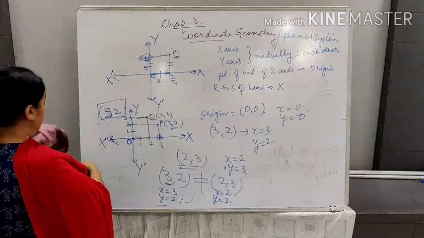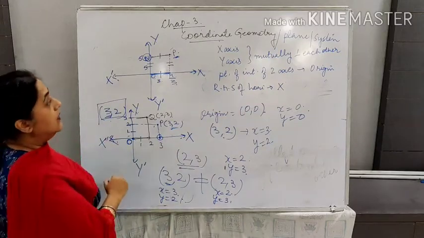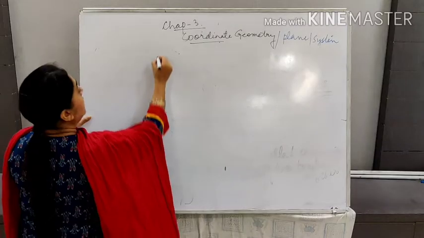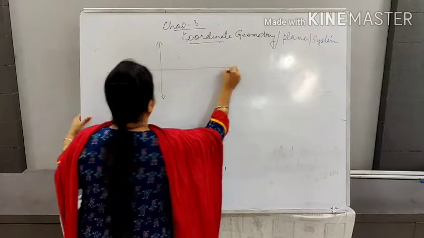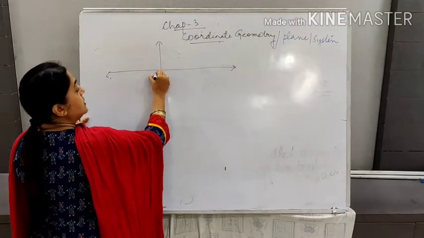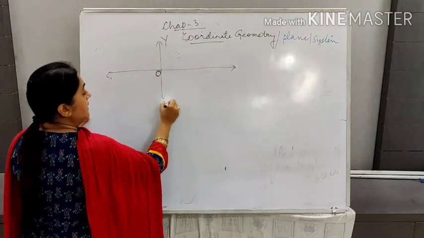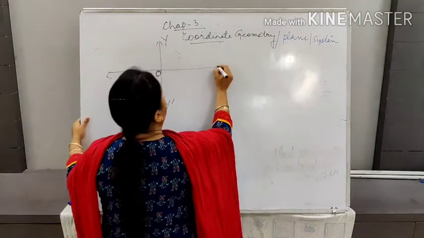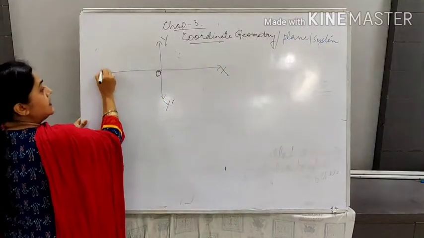How to locate a positive point on this x. I am drawing a coordinate system. I have an x-axis. Please see, I have a y-axis. This is the origin, the point of intersection. This is the positive y-axis and this is the negative y-axis. This is the positive x-axis and the left hand side is the negative x-axis.